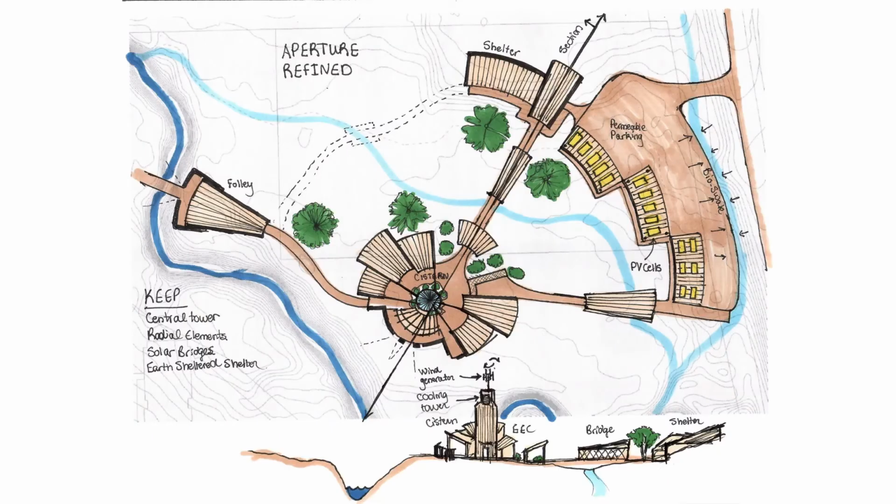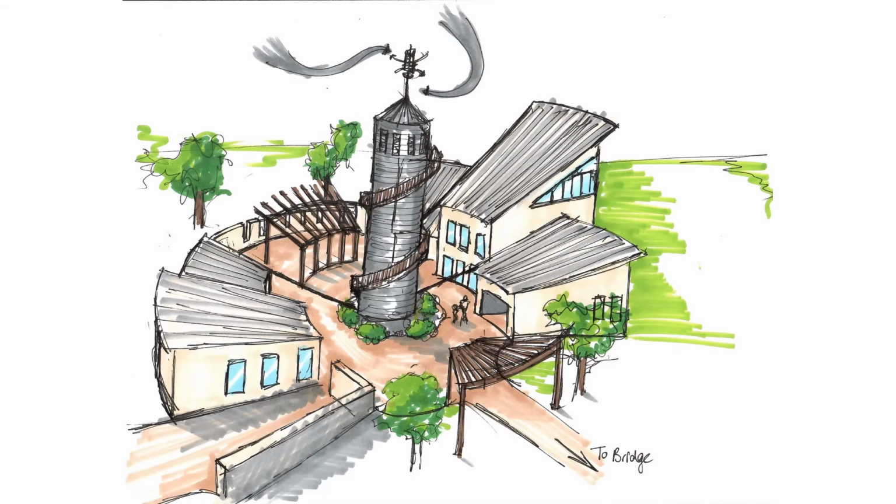Using these initial sketches, I filtered what worked best and created a refined design for aperture. The design incorporates radial elements, a central cistern, and parking structures which house photovoltaic panels. Here, we see a visualization of this design in perspective view.